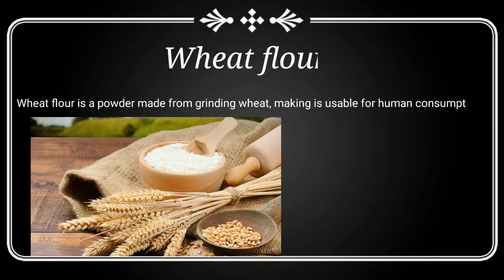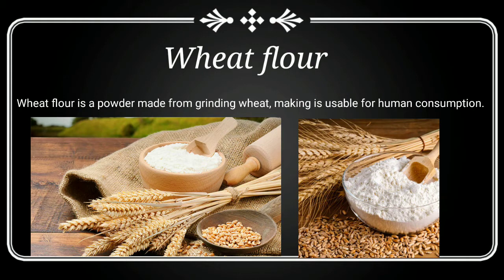First of all, I'd like to talk about wheat flour. Wheat flour is a powder made from grinding wheat, making it usable for human consumption. There are different types of wheat flour, distinguished by the amount of gluten they contain, their color, the parts of the grain used, and the type of wheat.